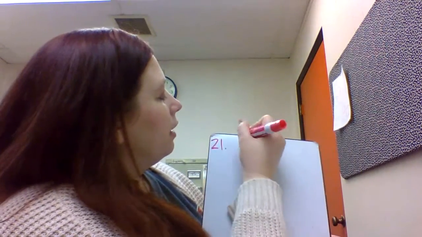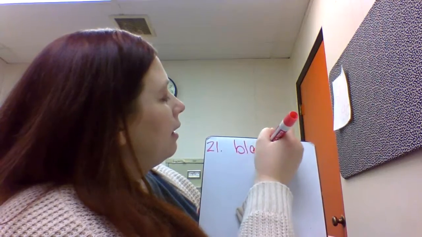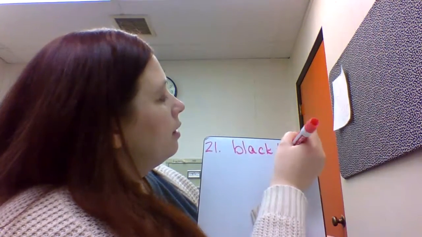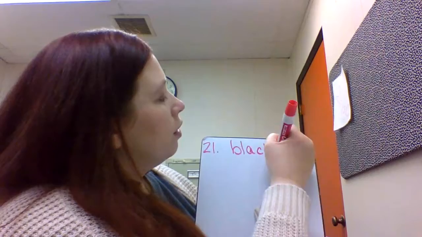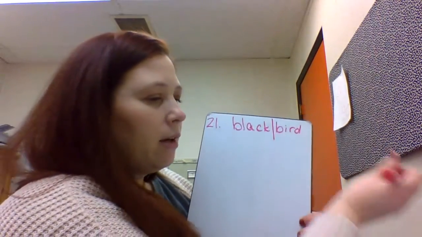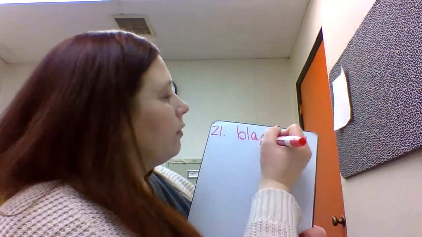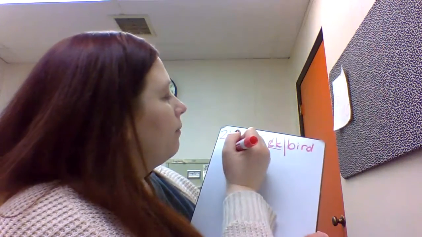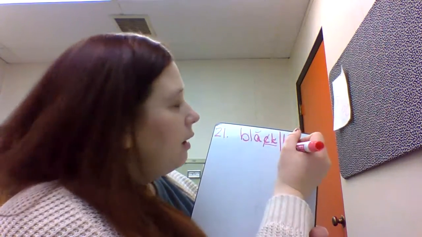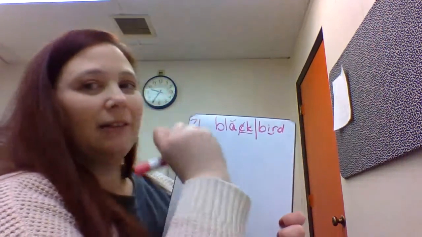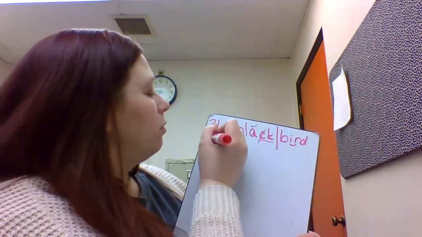21, blackbird. That's a compound word. Black bird. We're going to draw a line between black and bird. We know that. We're going to underline our CK and cross off our C. Our A gets the brev. And our IR is a combination. It gets the little arc underneath of it.